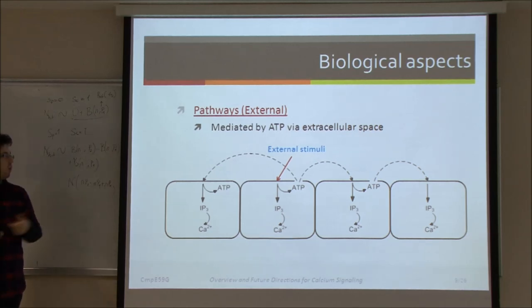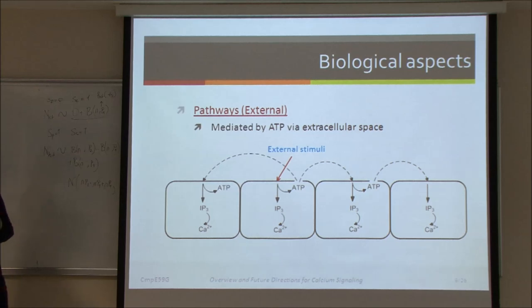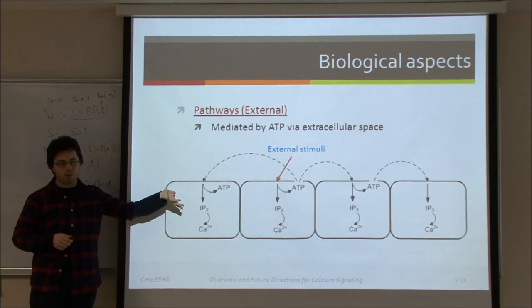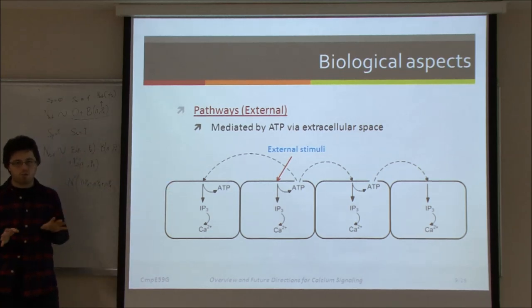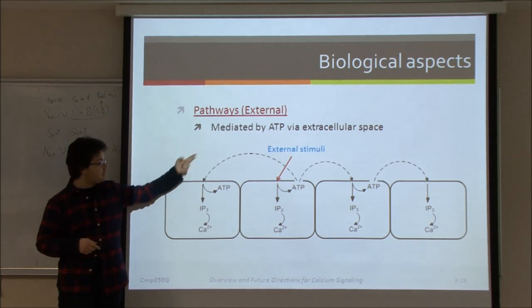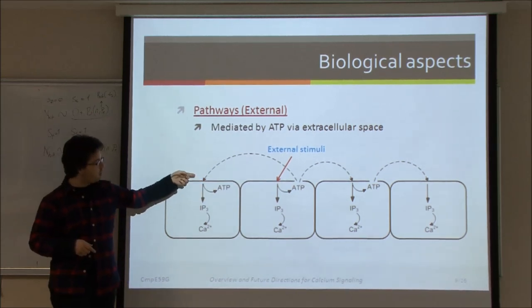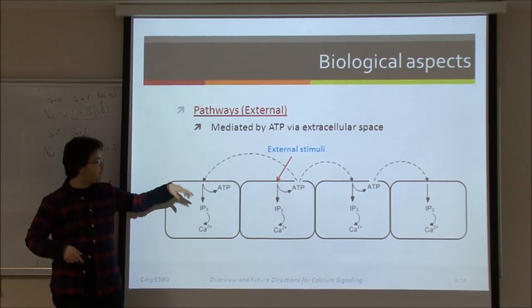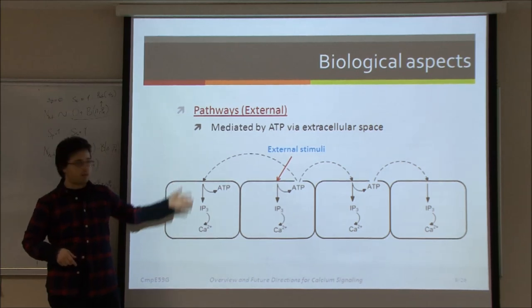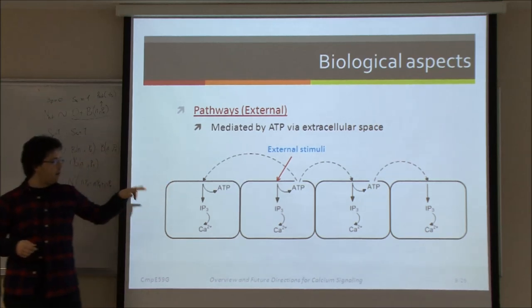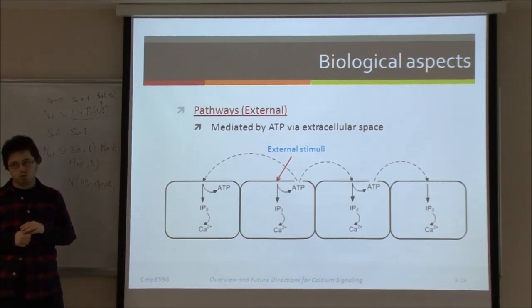So there is a second one called the external pathway, which is, again, the IP3 is used, but also the ATP, you know, the energy, the adenosine triphosphate, I think most of you remember it from biology. No? Okay. So the cell also releases ATP to the extracellular environment. And those ATPs move along the extracellular environment and trigger the other cells so that the signal is relayed. In this pathway, the gap junctions are not used.